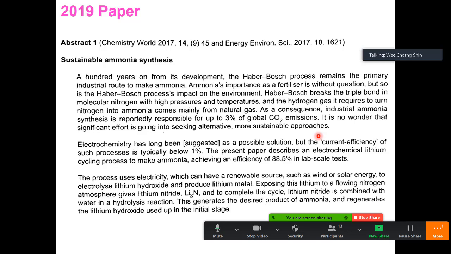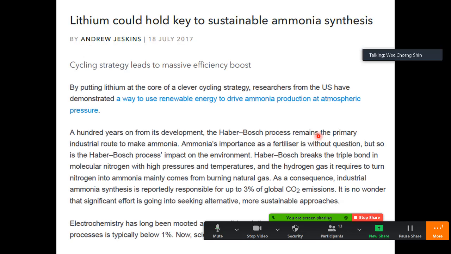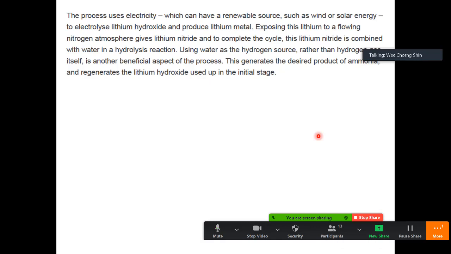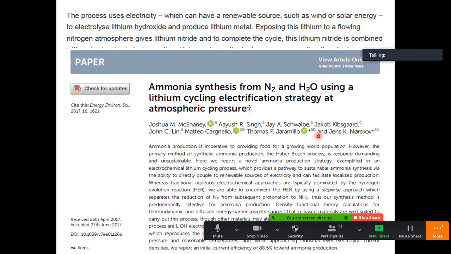So this was the A-level paper, and if you do a Google search, you realize that they took the information from online sources, and another from related research papers. So this was one of the papers they took it from. These are some of the data they took from the article and the papers, but of course they tried to condense it into something easier to read. So this is the exact one, ammonia synthesis from nitrogen and H2O using a lithium cycling electrification strategy, but of course they didn't go a lot into the details.